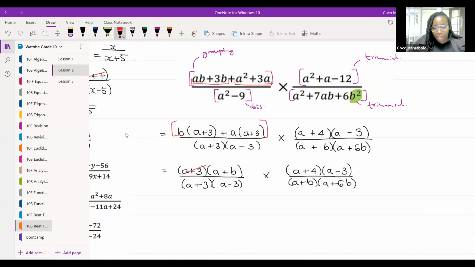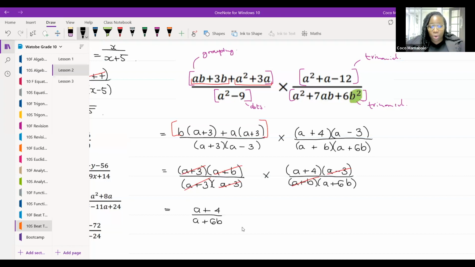So I've got an A plus 3 and an A plus 3. And I've got an A minus 3 and an A minus 3. And I've got an A plus B and an A plus B. Now, what I have left is A plus 4 over A plus 6B. That is the final answer that we get.